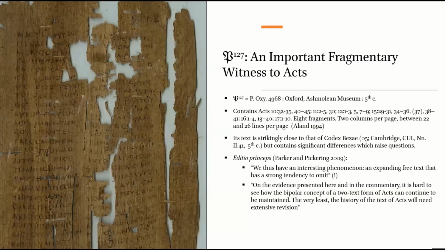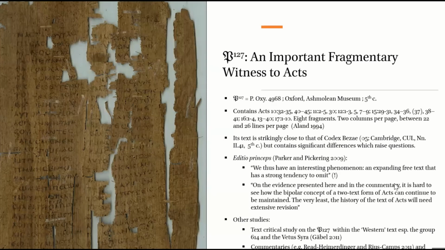At the same time, they noticed that there is some evidence to reconsider the bipolar concept of this two-text form of the Book of Acts. P127 is an interesting text to start with. There are many studies that have been published later, like that of Gable in 2001, and also substantial commentaries, or commentaries of commentaries, by Rius-Camps, Read-Heimerdinger, and so on.